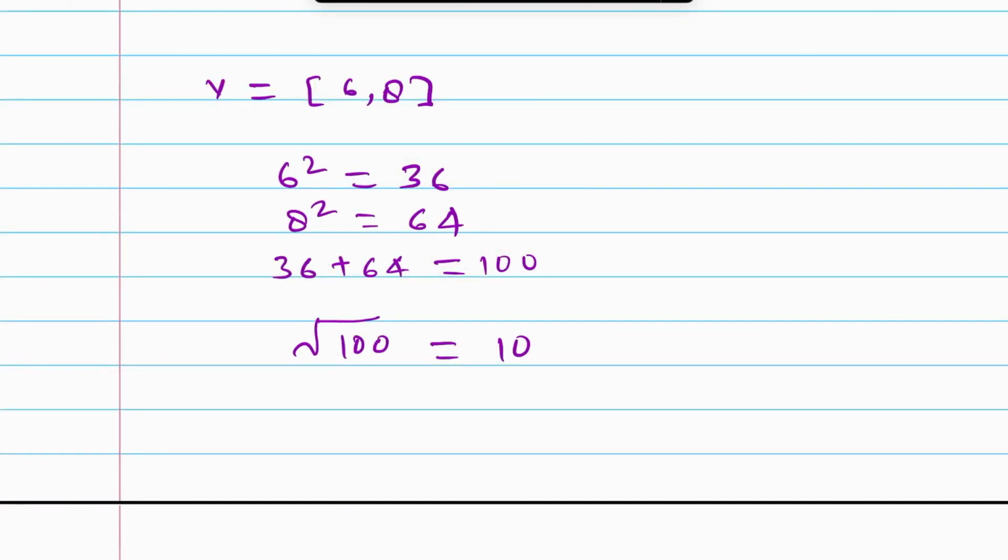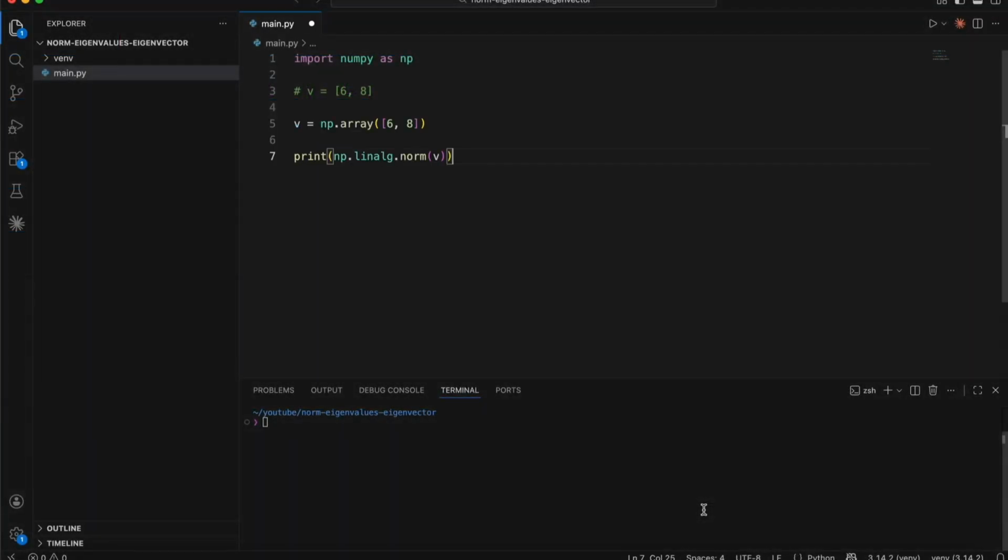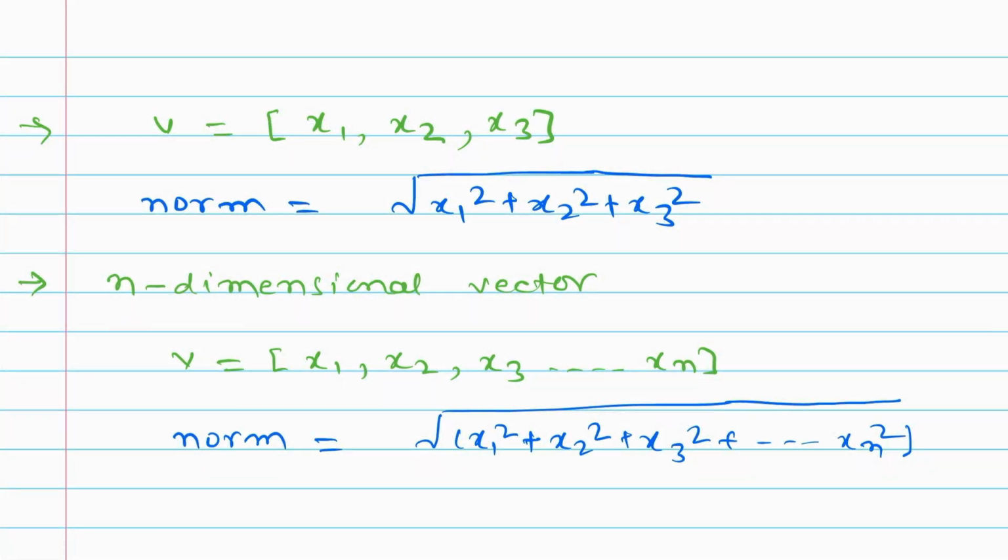Let's try another vector v equal to 6, 8. Compute the squares. Add them. Take the square root. So the norm of 6, 8 is 10. Using NumPy, we can calculate the norm with this. The same formula works for vectors with more dimensions. For example, v equal to x1, x2 and x3. The norm becomes the square root of x1 squared plus x2 squared plus x3 squared. For an n-dimensional vector, the norm will be the square root of the sum of the squares of all components. NumPy automatically handles this calculation regardless of the number of dimensions.